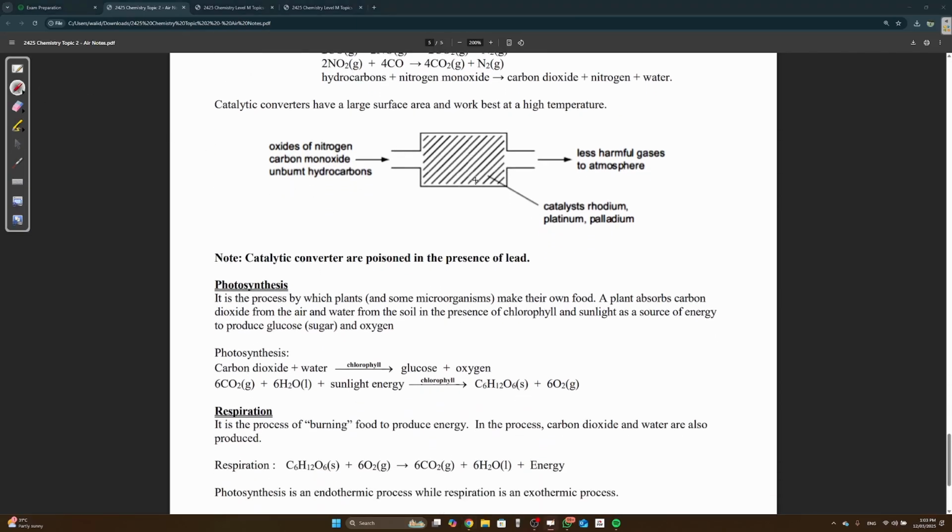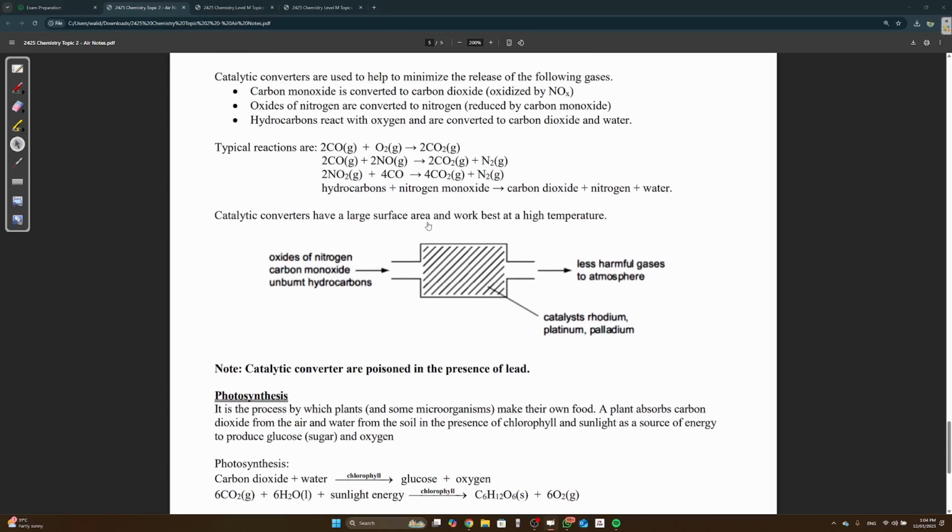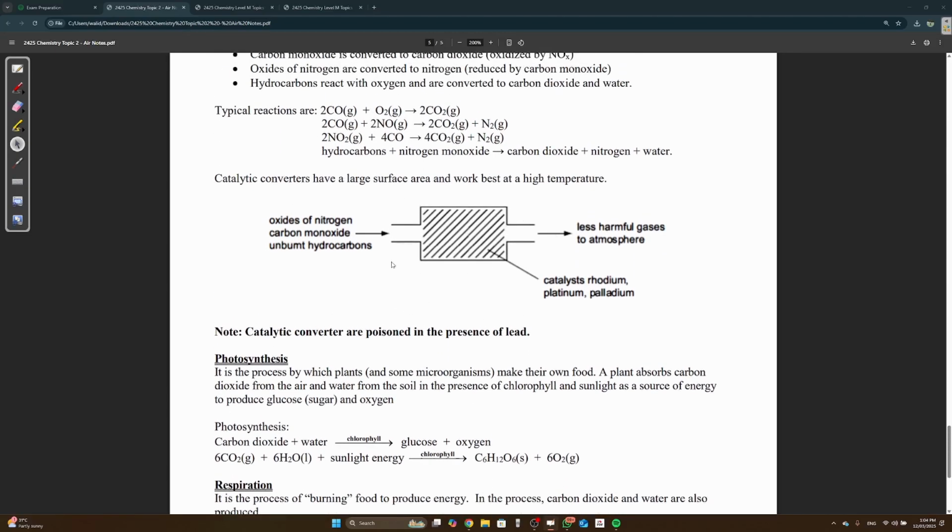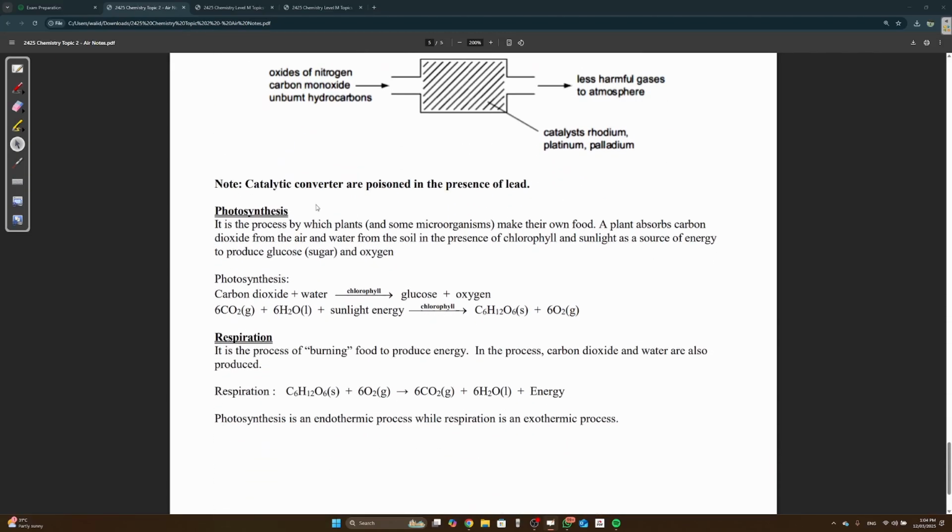This is how the catalytic converter looks. Basically, the oxides of nitrogen, carbon monoxide, or unburnt hydrocarbons go through the catalysts. Remember the transition metals: rhodium, platinum, palladium. You just need to know that the catalyst is a transition metal. If you don't know which one, just open the periodic table and choose one, to form less harmful gases for the atmosphere. You just need to know the general idea. You don't need to know the reactions one by one. Note, catalytic converters are poisoned in the presence of lead.